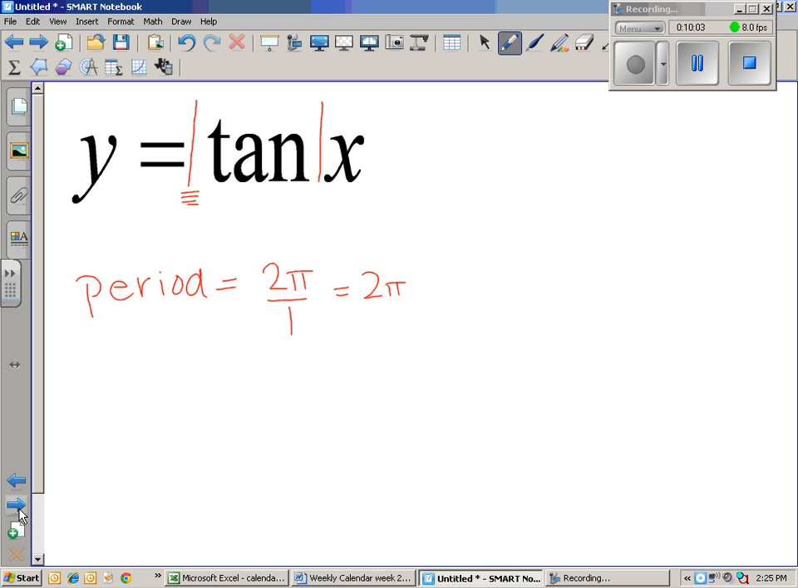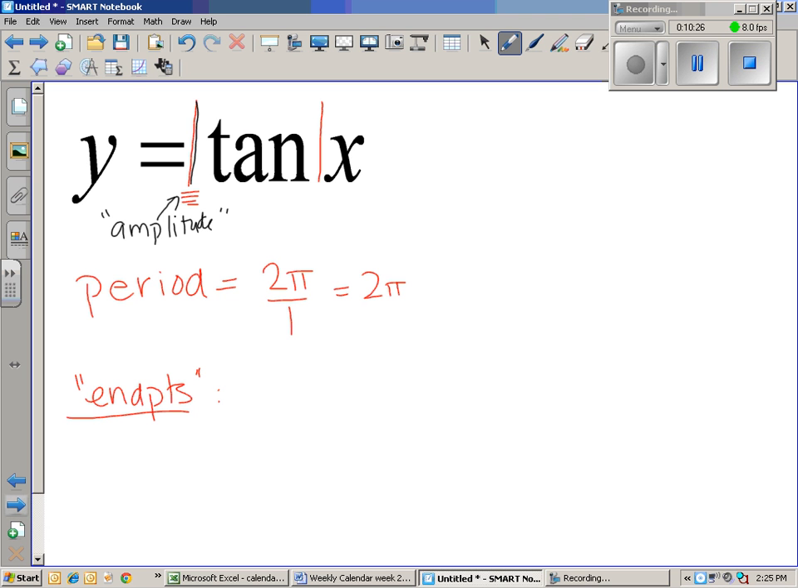This one right here, we use the word amplitude, but it really means how we're going to stretch it. We're going to stretch it either vertically, like make it taller or shorter. And then what we want to do is we want to find one period.